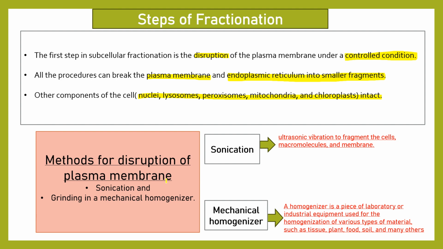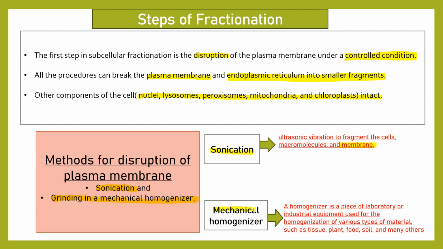Then the methods for disruption of the plasma membrane. First, we sonicate, and then grind in a mechanical homogenizer. So what is sonication? That is ultrasonic vibration to fragment the cells, macromolecules, and membranes. For the disruption of the plasma membrane, we apply the sonication method, right?